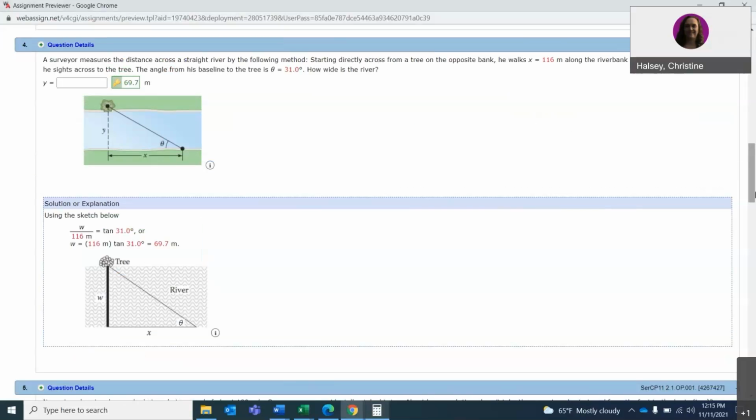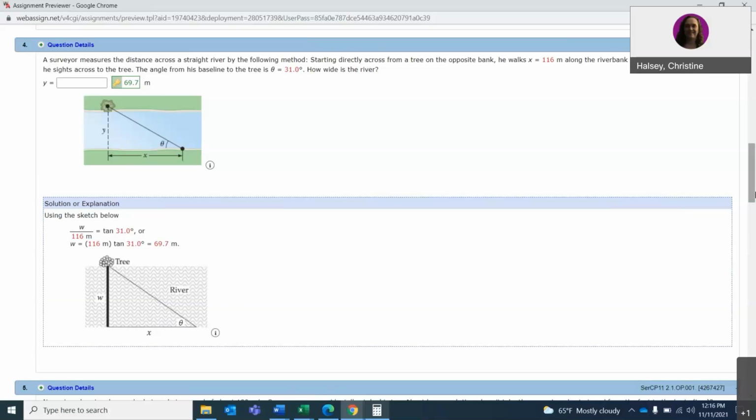Number 4. I know there are 8 of them on this first assignment. A surveyor measures the distance across a straight river by the following method, starting directly across from a tree. So you want to make a 90-degree angle with the tree and the water line. That way we get a right triangle and we can use Pythagorean theorem. He walks 116 meters along the riverbank. That's his x displacement, or how far in the x direction he goes, to establish a baseline. Then he sights across to the tree.